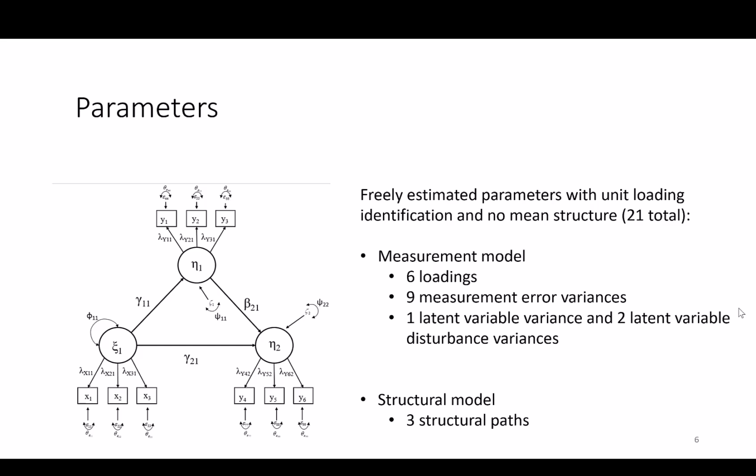Now let's count the freely estimated parameters in the model. We're using unit loading identification, meaning that we're estimating only 2 loadings per latent variable. So that means we have 6 freely estimated loadings. We're estimating a measurement error variance for each indicator in our model, which amounts to 9 measurement error variances. We're estimating 1 latent variable variance and 2 latent variable disturbance variances. In our structural model, we're estimating 3 structural paths: gamma 1,1, beta 2,1, and gamma 2,1.